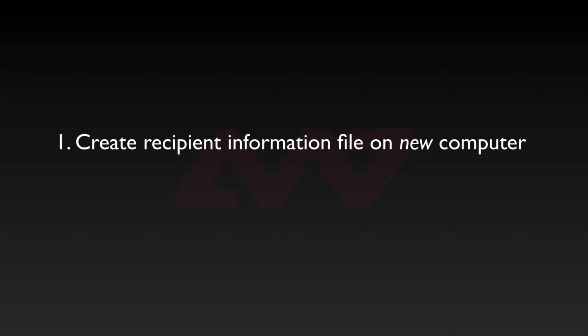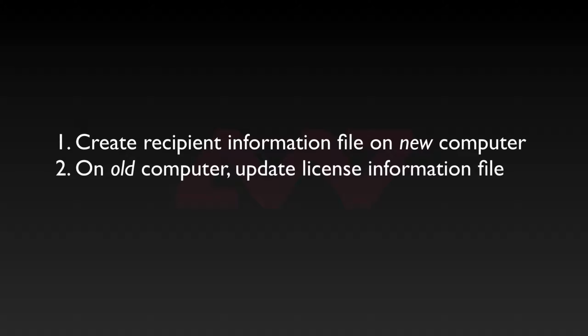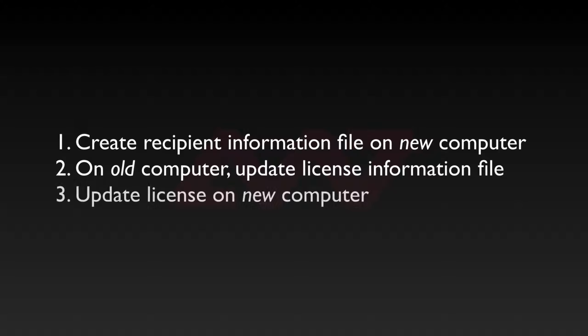So once again, to summarize the process of transferring the license, you begin by creating the recipient file on the destination PC, that is the PC you're moving the license to. Then you go to the source PC, that is the PC where the license currently resides, and you create a file, the H2H file, which combines the license with the information in the recipient file. Then you go back to the destination PC or the new PC, you apply the license file, and then your product will be licensed on the new PC.